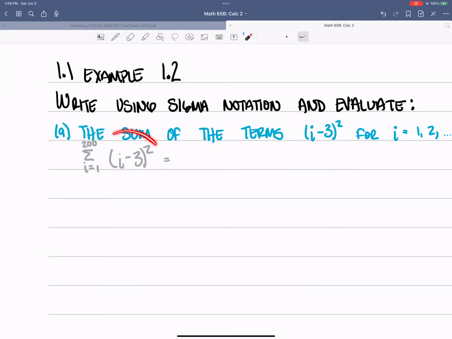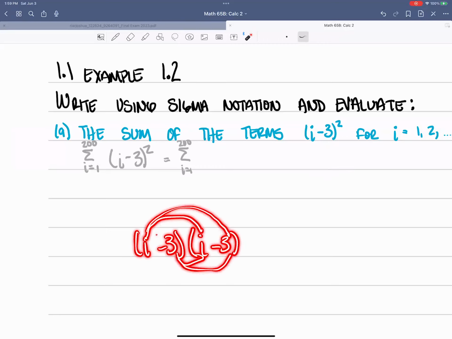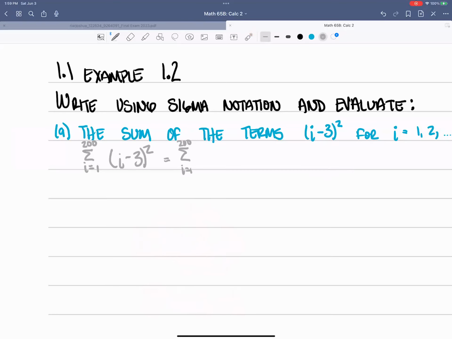So the formulas that we're going to use, I'll write them once we get to it. But what I want to do is expand this, because here we have a binomial that's squared. So we could actually expand that. So let's expand it, i goes from 1 to 200. Let's do a little quick work over here. (i minus 3) squared, that's (i minus 3) times (i minus 3). And we end up with i squared minus 6i plus 9.